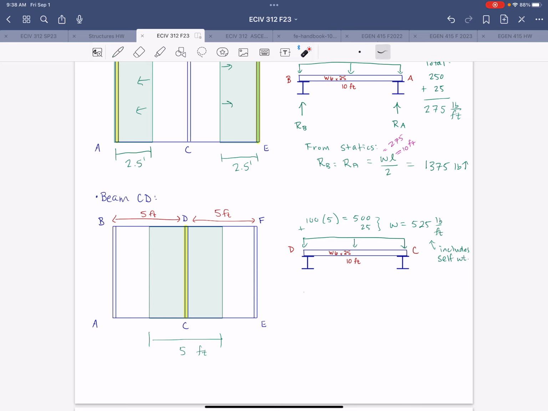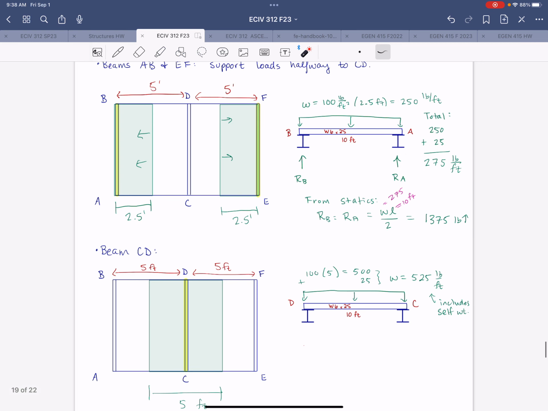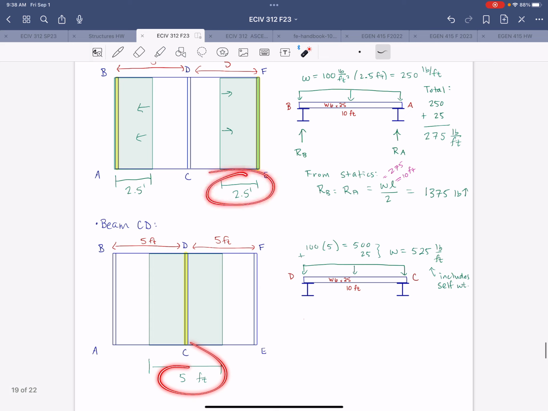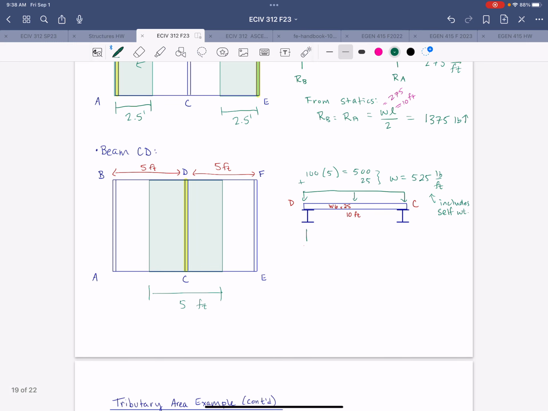So notice that we didn't just take the load on the edge beams and double it. Why not? Because the width is different. The width is twice, so the tributary width here is double the tributary width here. So why don't we just take this load and double it? Because the self-weight doesn't double. We don't want to double the self-weight. I'm just pointing that out because it's a common mistake that's often made, and it's tempting, I get it.